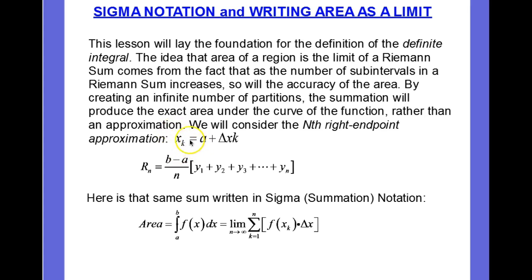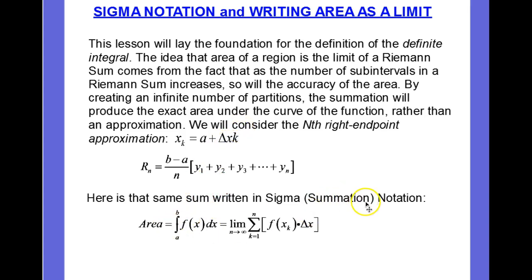So how do we calculate the individual xk's? Well, we take the lower value of our limit, a, and we add to that delta x, that's the width of our rectangle, and we multiply that times k, which is the index of the rectangle that we're looking at. And that just gives us an x value located on the x-axis for the particular rectangle that we're looking at.